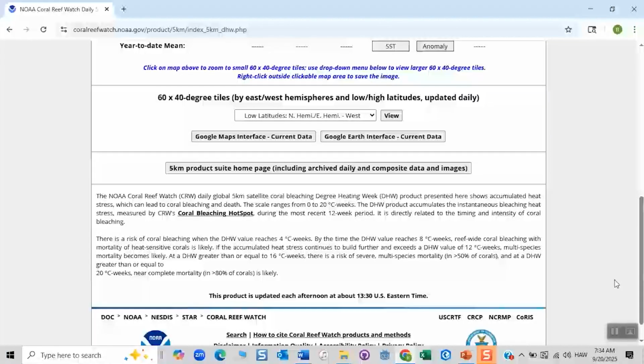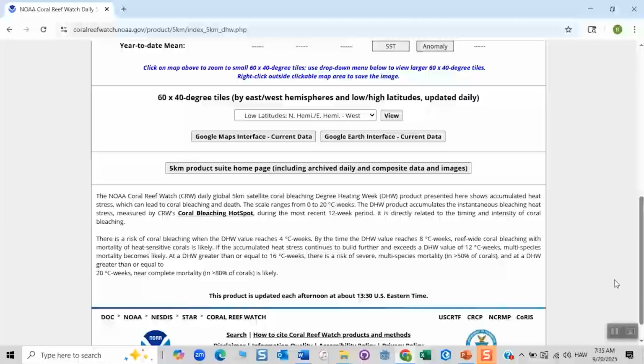The NOAA Coral Reef Watch Daily Global 5-kilometer satellite coral bleaching degree heating week product presented here shows accumulated heat stress, which can lead to coral bleaching and death. The scale ranges from 0 to 20 degrees Celsius weeks. The degree heating week product accumulates the instantaneous bleaching heat stress measured by CRW's coral bleaching hotspot during the most recent 12-week period. It is directly related to the timing and intensity of coral bleaching. There's risk of coral bleaching when the degree heating weeks value reaches 4 degrees Celsius weeks.